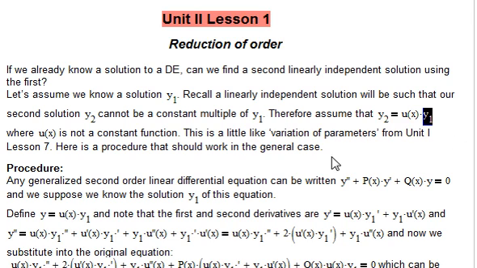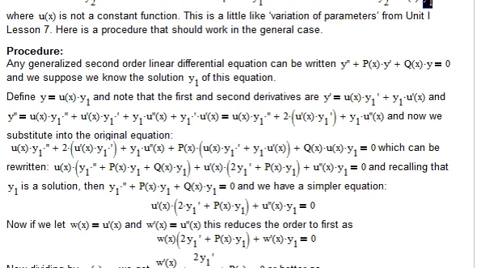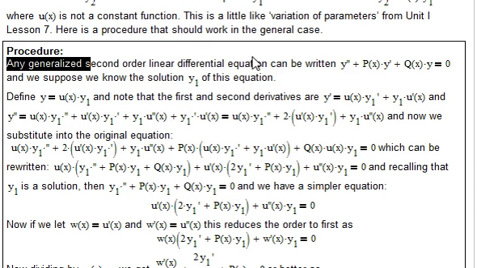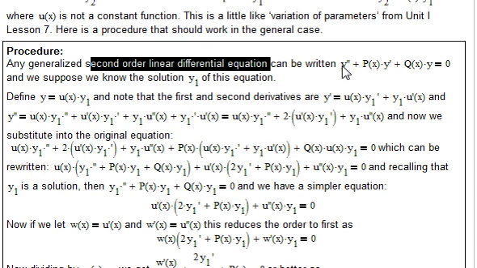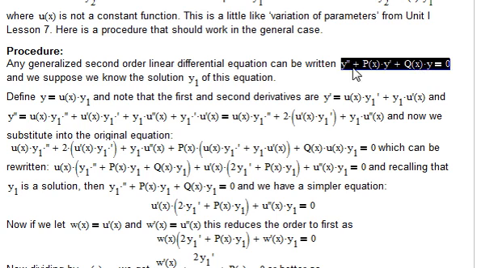It's a little like variation of parameters from Unit 1 Lesson 7, and here is a procedure that should work in the general case. We take a generalized second-order linear differential equation, and with division, whatever the second derivative is multiplied by, we can divide by that, so it is of the form where the second derivative appears with a coefficient of 1. So we've got y double prime plus p of x times y prime plus q of x times y equals 0, and that's our differential equation, and we know that y1 is a solution.